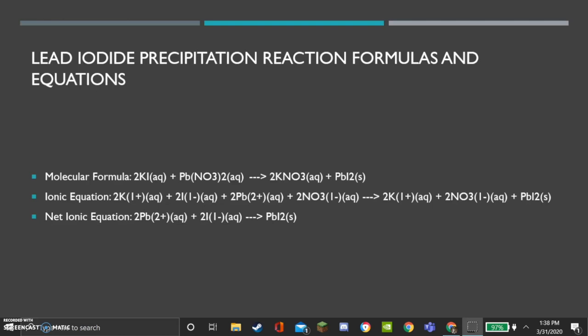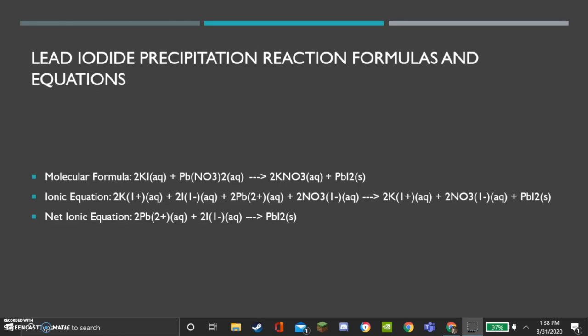Alright, thank you, Tom. Now on to the formulas and equations of the lead iodide precipitation reaction. So the initial balanced molecular formula for the lead iodide precipitation reaction would be 2 moles of potassium iodide, which is aqueous, plus the lead(II) nitrate, which is also aqueous, and these two aqueous reactants would combine to form 2 moles of potassium nitrate, which is aqueous, but also the lead iodide precipitate, which is insoluble in water.